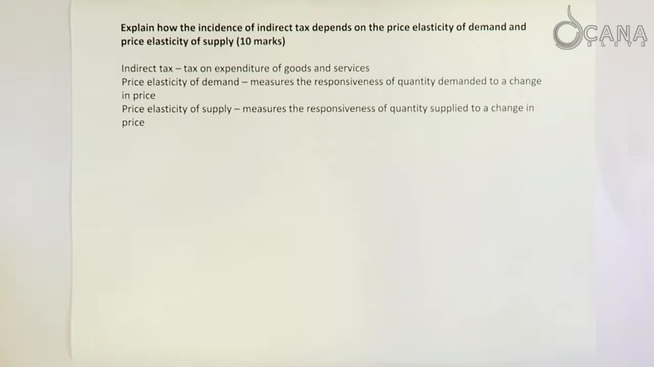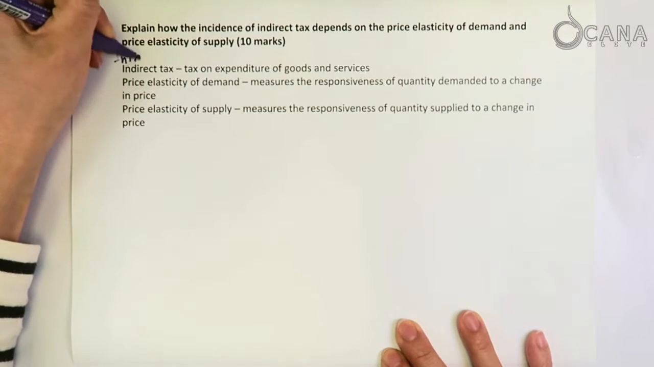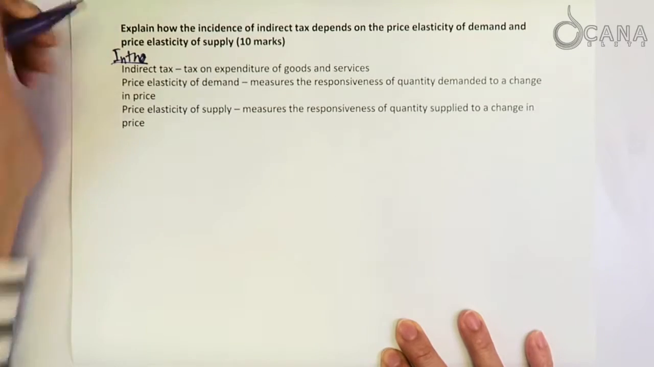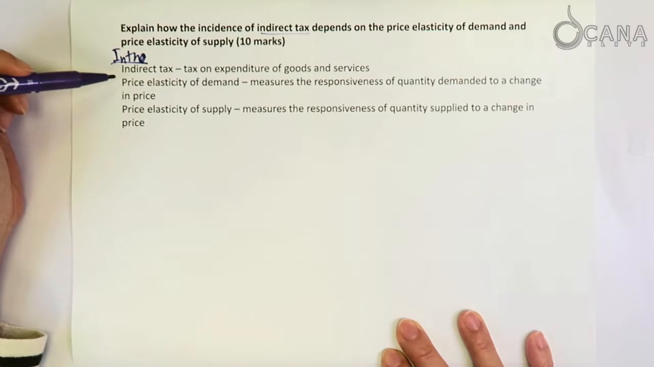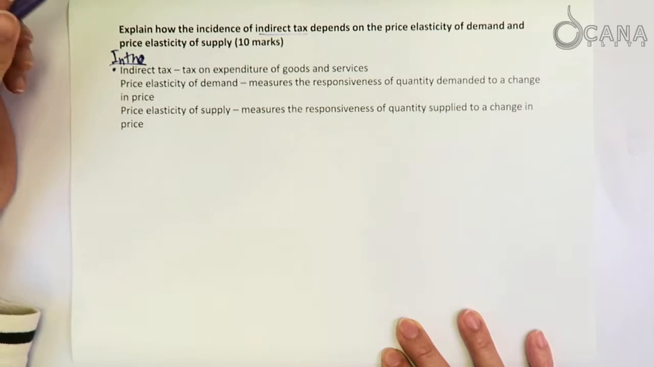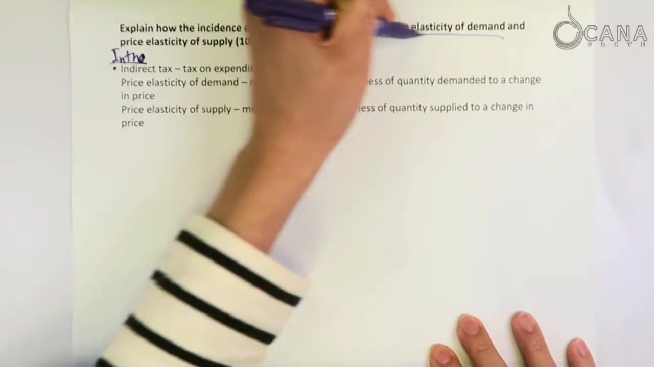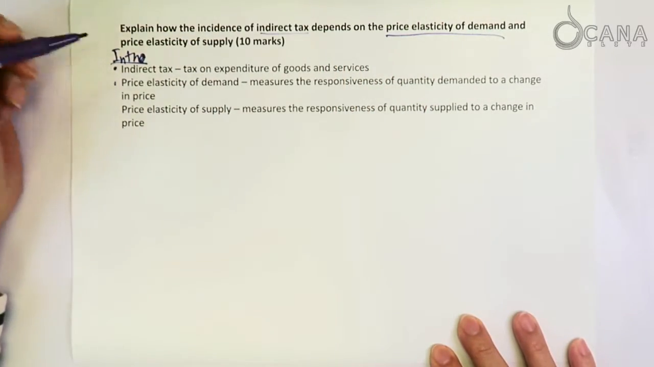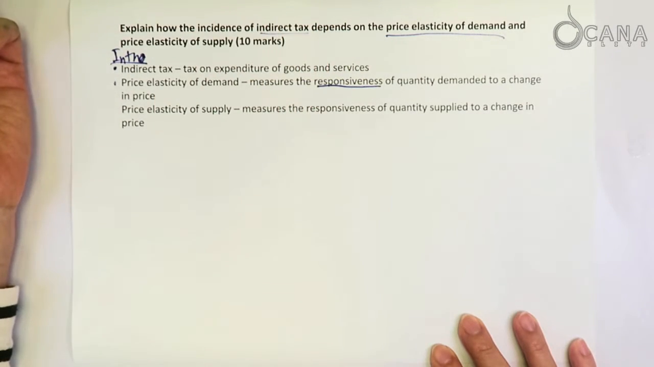Okay, so therefore, after understanding the right way to answer the question, then we go on to start to define the key terms. Now, in the introduction, there are several terms to be defined here. Number 1 is indirect tax. So indirect tax is the tax on expenditure of goods and services. The second term is PED. So PED measures the responsiveness of quantity demanded to a change in price.